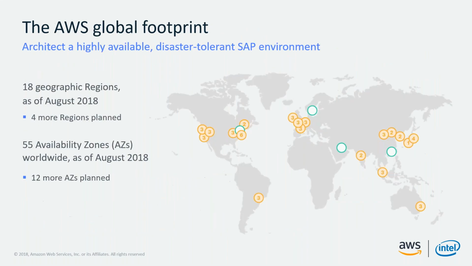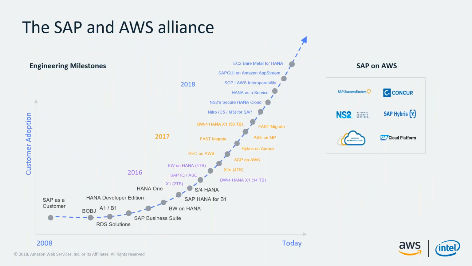Then if we move on to the SAP and AWS Alliance, we've been working with SAP as a customer since 2008. And SAP have trusted AWS to run its own workloads, leveraging our scalability, agility, and cost effectiveness for supporting their own use cases. Since 2011, we've been working with SAP as a technology partnership and certifying the broad range of SAP products to run on top of AWS.